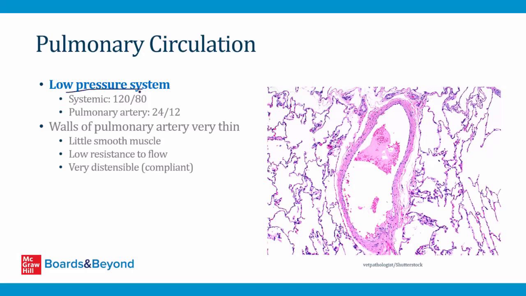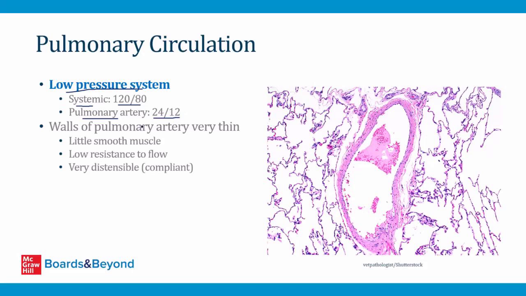So you may know a normal blood pressure in your arterial system systemically is about 120/80. A normal blood pressure in the pulmonary artery, however, is much lower. It's about 24/12.